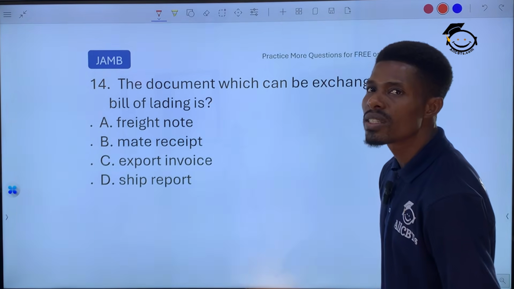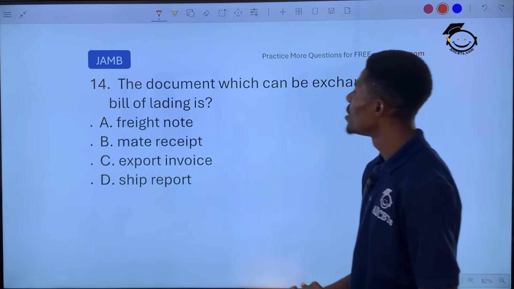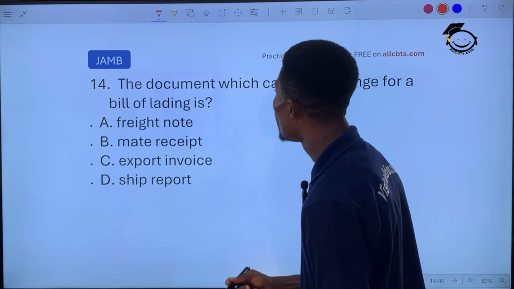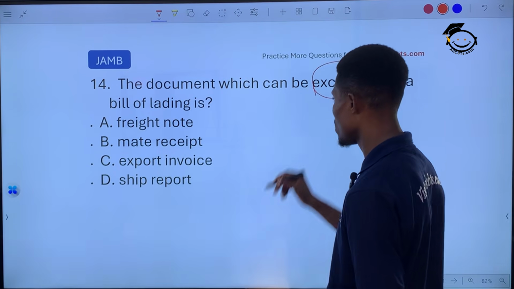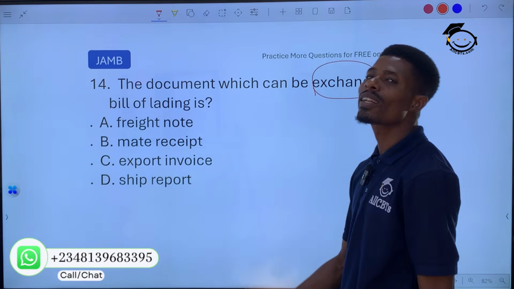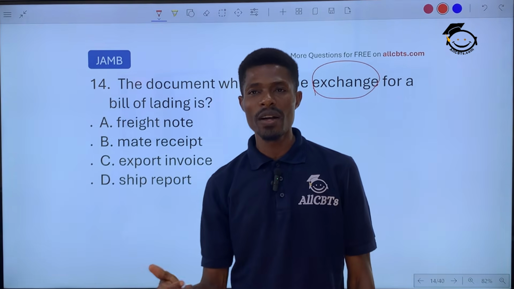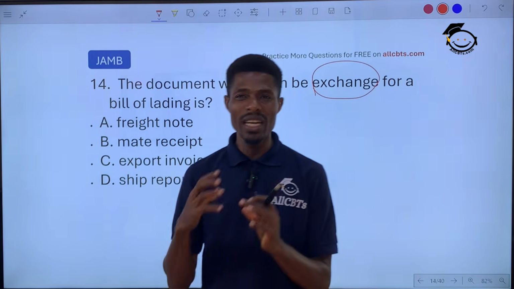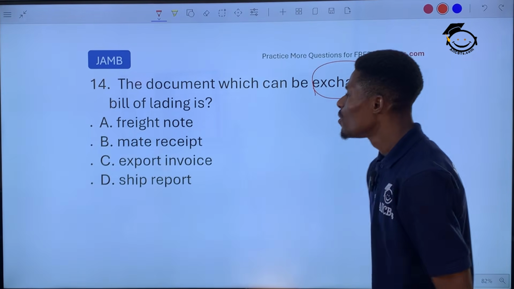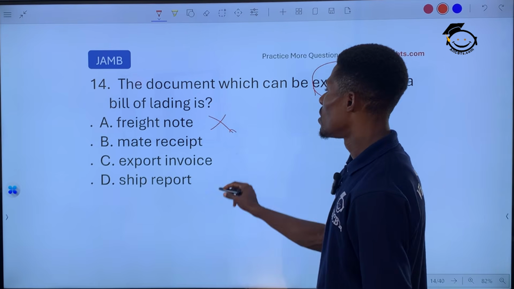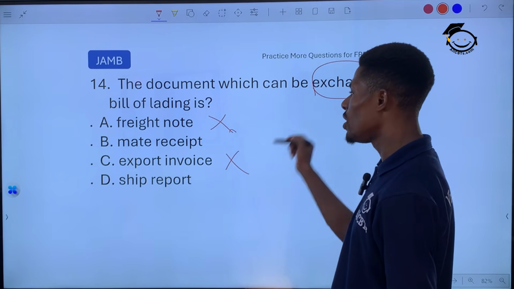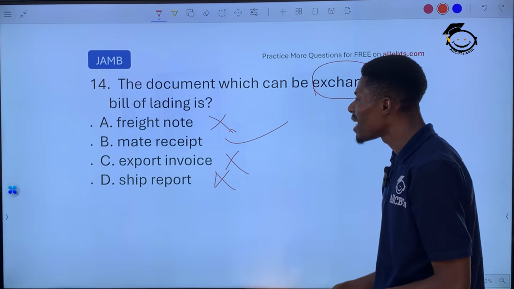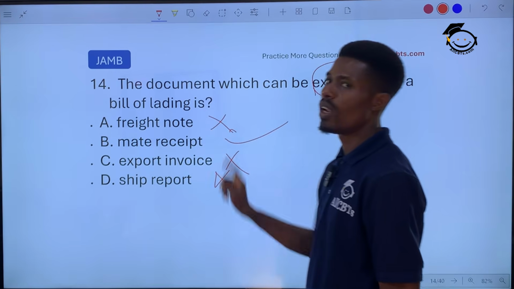Number 14. The document which can be exchanged for a bill of lading is what? Take note of the word exchange. It means that can be replaced, that can be used to replace. A bill of lading is a legal document given by a shipping company to a trader to show that goods received have been transported to the final buyer. So it will not be freight notes. It will not be export invoice, this talks about export only. Ship reports? The correct answer is mate receipt. A mate receipt is a receipt that is used to exchange a bill of lading.